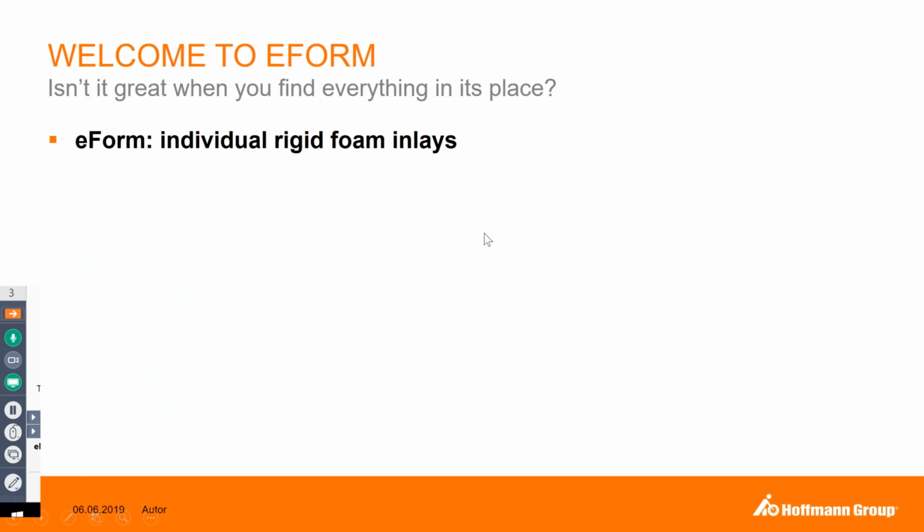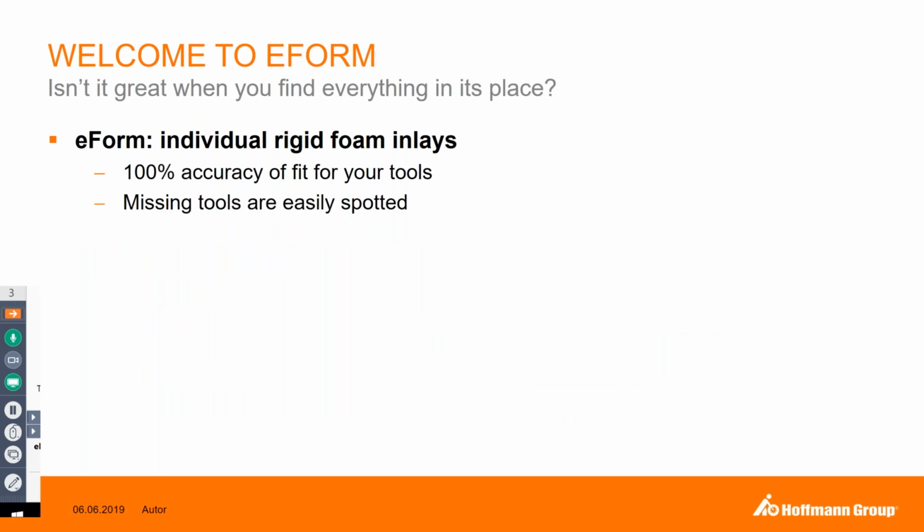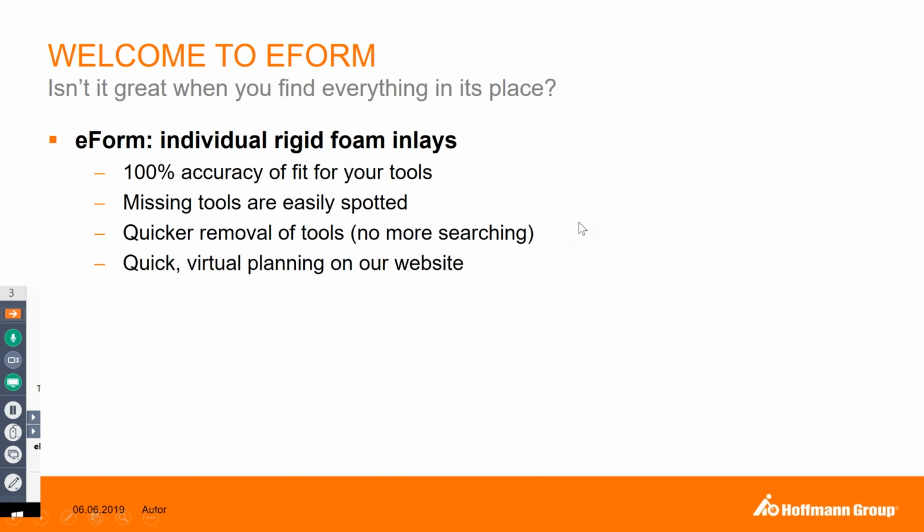eForm itself, if you're new to the system, it's rigid foam inlays. We mill them on a CNC machine. They're 100% accurate to your tools. Tools are easier to find. If you're missing tools, it's easy to tell immediately that you're missing one. The number of people I know that have 5 15-millimeter wrenches because they couldn't find it and bought a new one, and then eventually they found them all. This eliminates that. It saves you money. On our website, which we'll walk through today a little bit, it's quick and easy to design them.